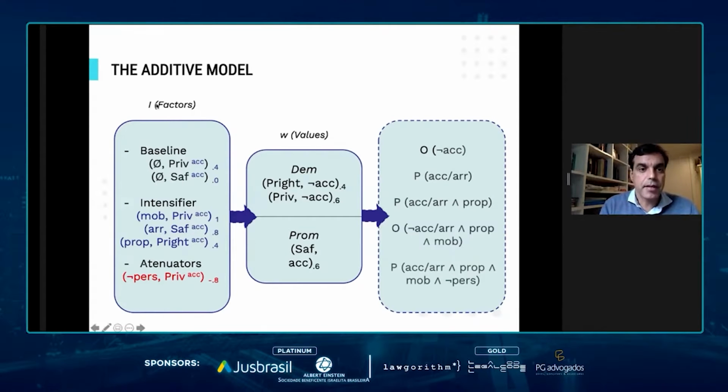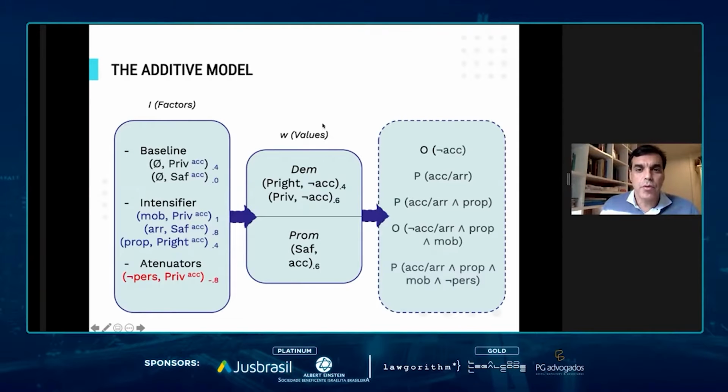And this impact may be positive. This influence of the factors on the impact of the action on values may be positive or it may be negative. If it is positive, we call the factor an intensifier. And if it's negative, we call the factor an attenuator.